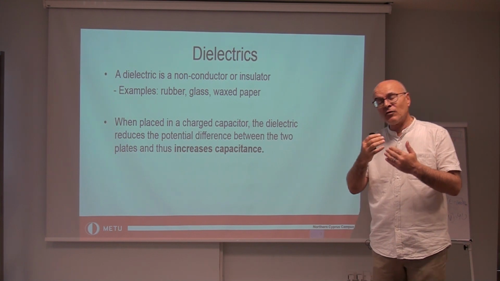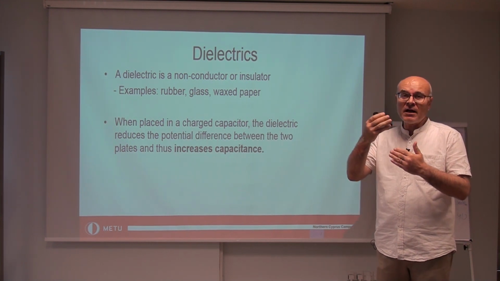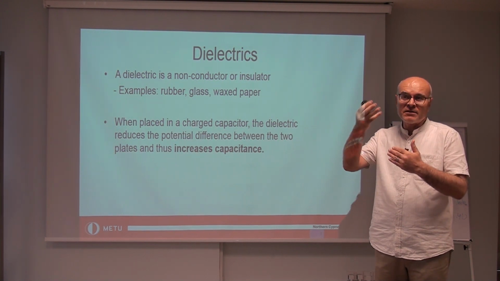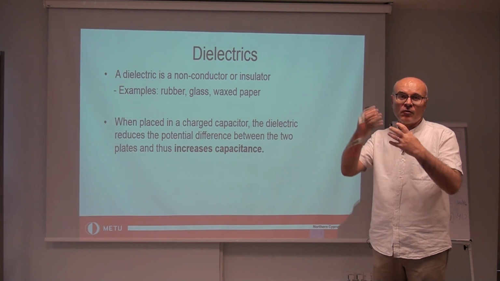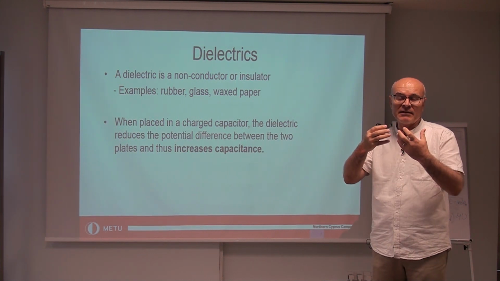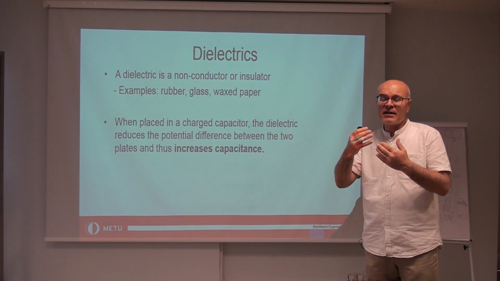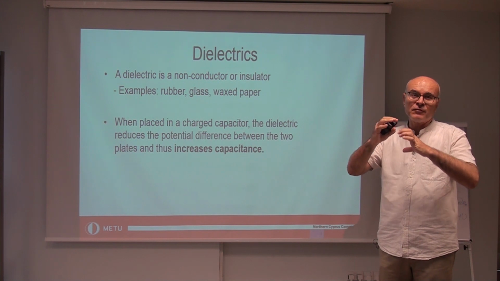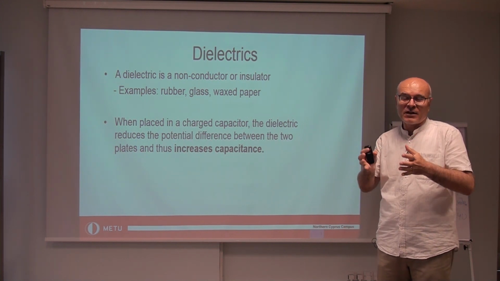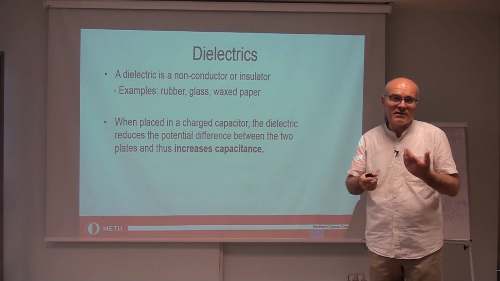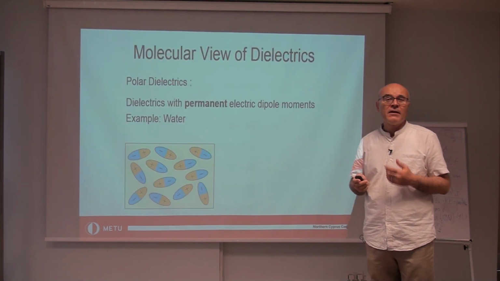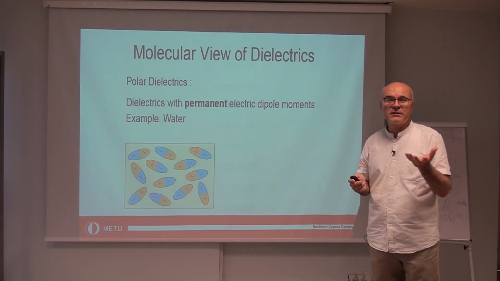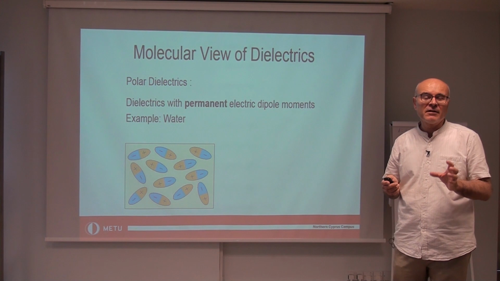And this increases the capacitance. What is the capacitance? It's charge divided by potential. So when the potential drops, the capacitance increases. And the meaning of this is that now you can put more charge until you reach the potential difference that you used to. So the capacitance of the capacitor increases. That's the idea. Now, before seeing how dielectrics work, let's look at them a bit closer.